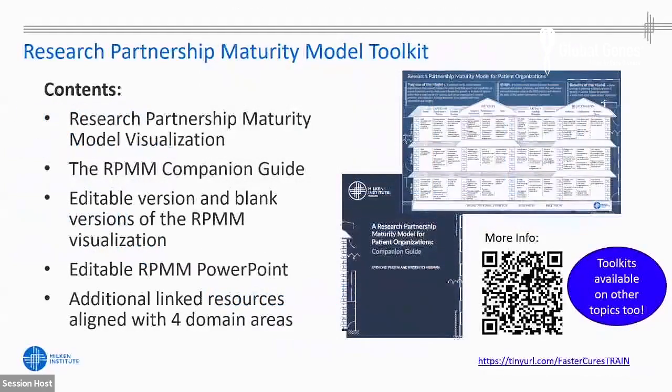We also have a toolkit that complements the research partnership maturity model on our website. It has the resources we've used today, as well as a companion guide that provides additional context and information about the model, as well as editable versions of the model if you want to adapt it for your own particular organization's use, and blank versions as well. We also have toolkits on our website that are available to anyone for free. You can just go on the website, they're there on a range of different topics that help advance your research partnerships.